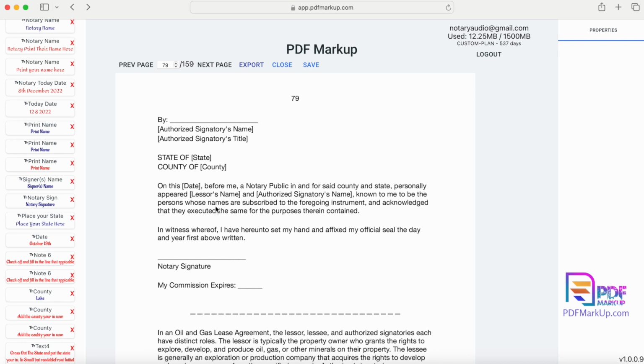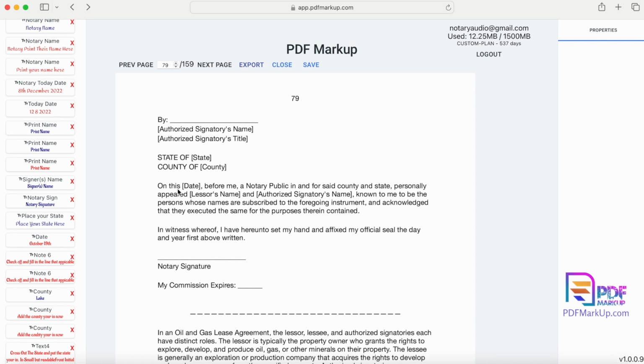So let's look at this lease agreement right here. All right, so you got your state, the county. On this blank, before me, a notary public in the said county and state personally appeared the lessor, which is blank, and blank, which is the authorized signatory name, known to me to be the person whose name is subscribed to the foregoing instrument and acknowledged that they executed the same for the purpose therein contained. Okay? So basically in this, you're going to put on this the date, whatever the day is. So say February 7th, before me, Notary Public. You don't have to put your name because they don't leave space for that.